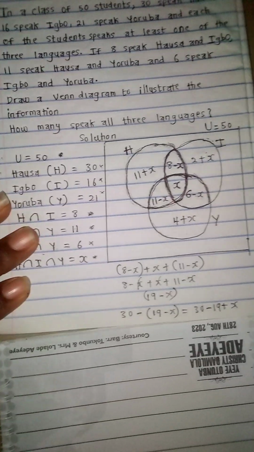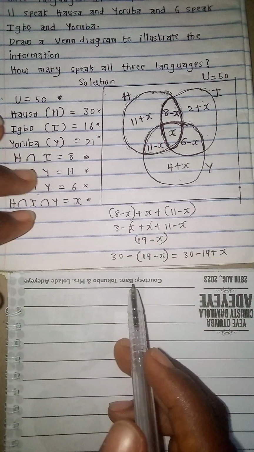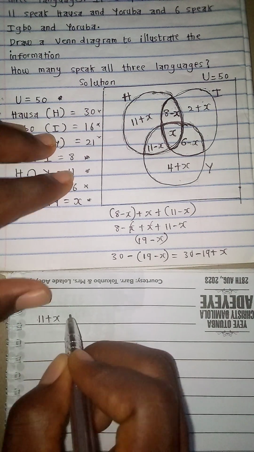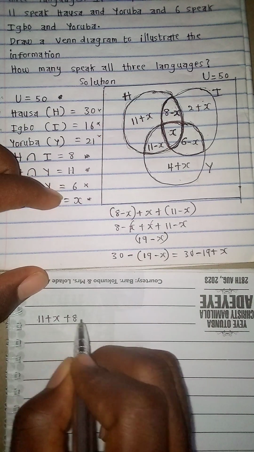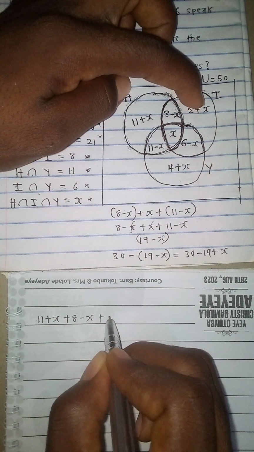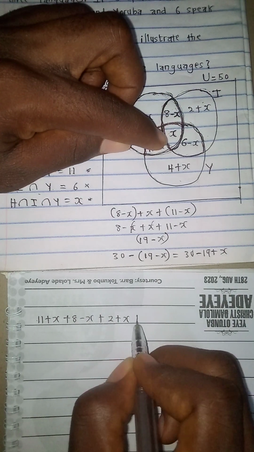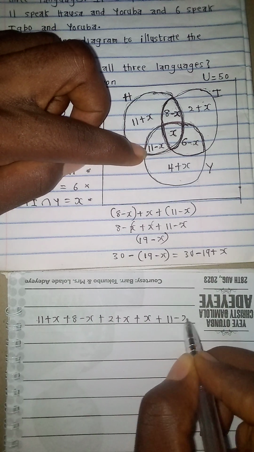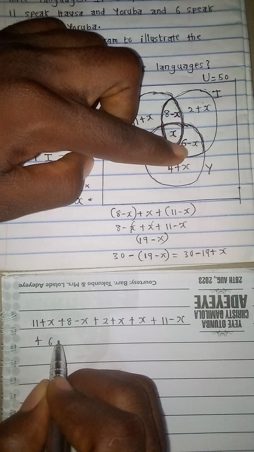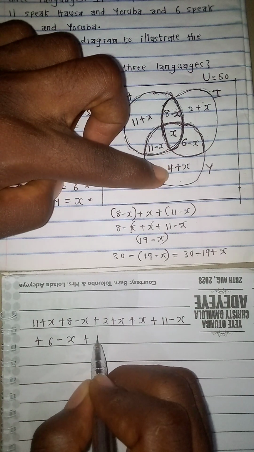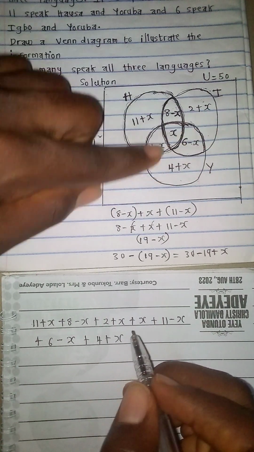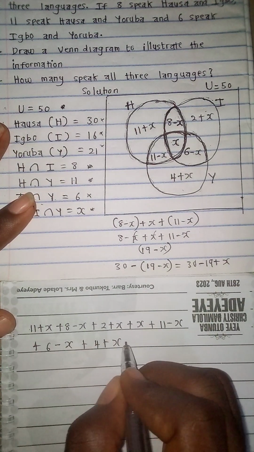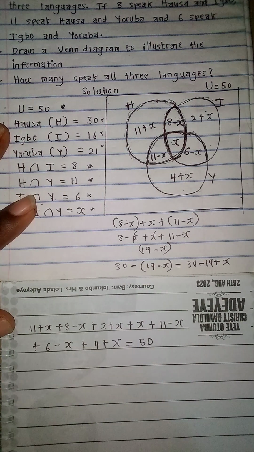Okay, so to do that, let's start from here. 11 plus x plus 8 minus x plus 2 plus x plus this x, can you see it, plus 11 minus x plus 6 minus x plus 4 plus x. Do we have anything else inside the rectangle? No, we don't. So everything we added together must be equal to 50. Do you understand? So let's go.